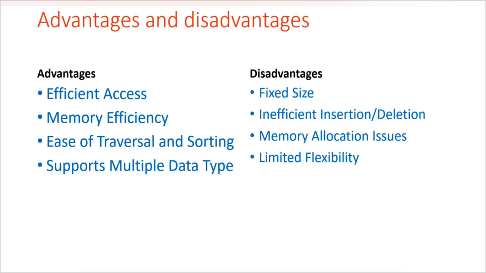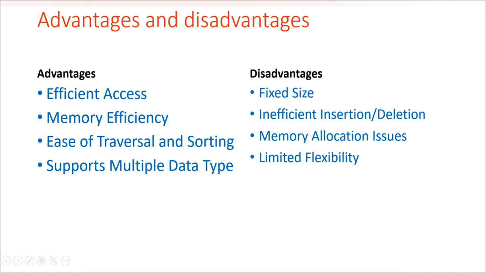First, the advantages of array. Efficient access: this is very efficient compared to other data structures like linked list. And also memory efficiency. Arrays have a fixed size, so memory allocation is straightforward and they don't need extra pointers. In this way, memory is efficient. Arrays are also easy to traverse and can be sorted with standard algorithms such as bubble sort or quicksort, making them great for ordered data. And the next one is support for multiple data types. Arrays can hold elements of various types. These are all the advantages of the array.